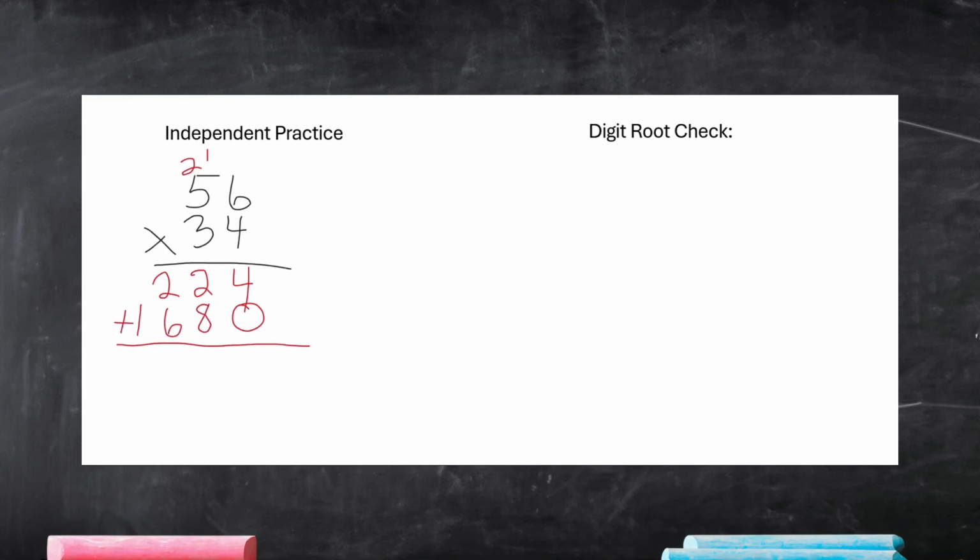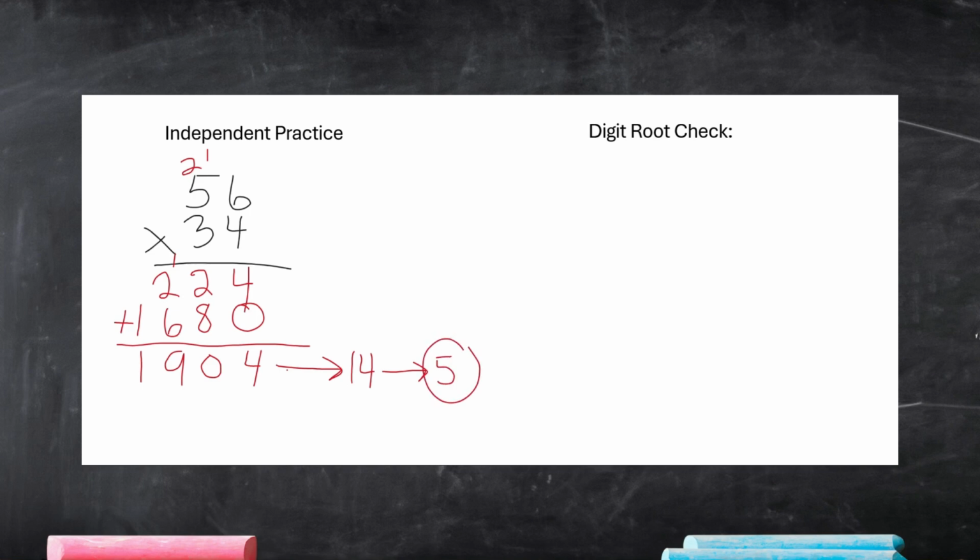Let's add these two partial products up. And we're going to get 4 there. We're going to get 10, carry the 1. We're going to get 9 there and 1 there. Adding these digits up, we're going to get 14. And that 14 is going to give us a digit root of 5.